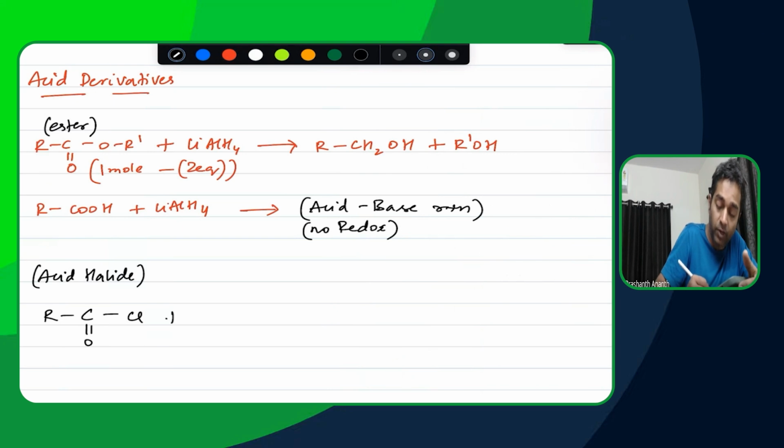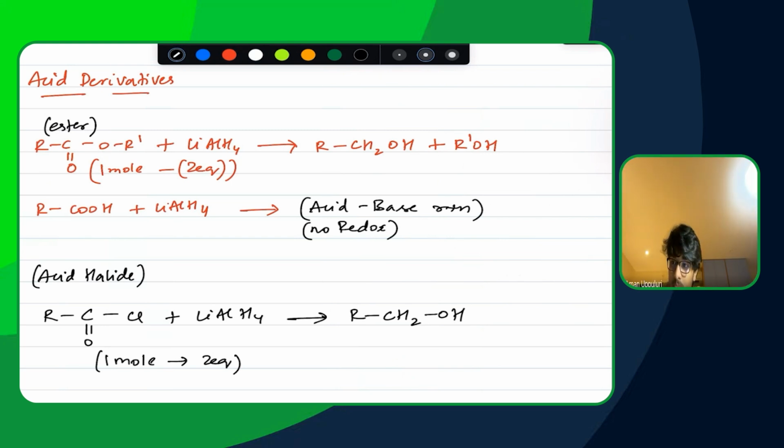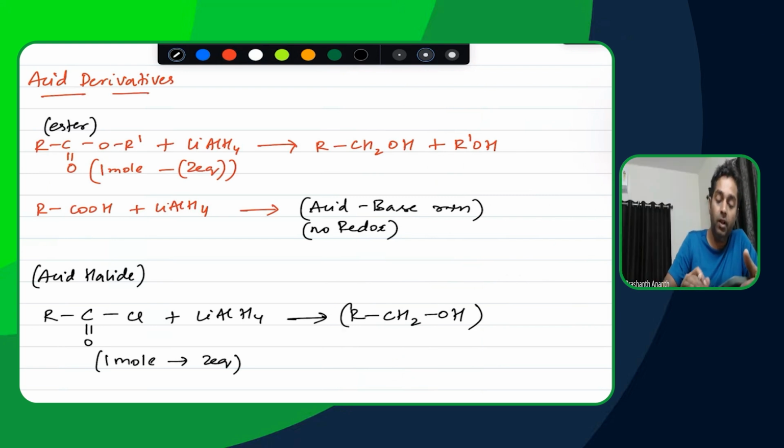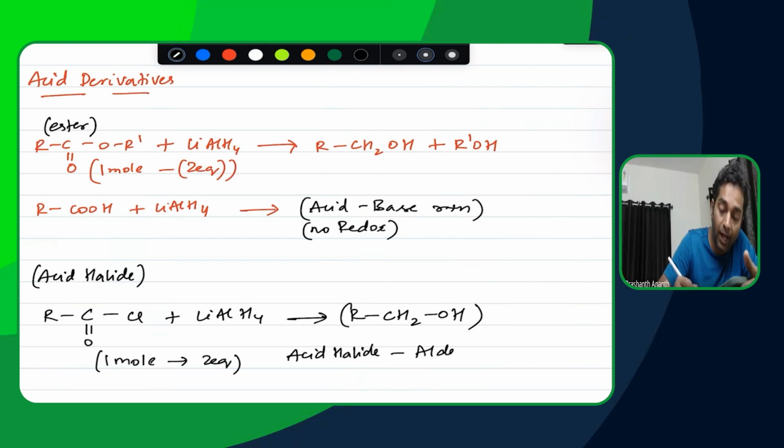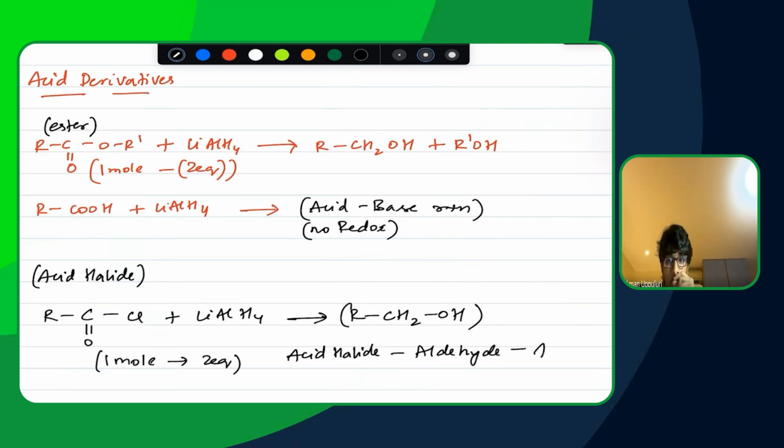So in this case here, how many equivalents? 2 equivalents here also. Cl will leave. So 1 mole is going to require 2 equivalents here as well, to finally give you alcohol, RCH2OH. This is going to be the product obtained over here. So in this case also, it is first the acid halide, then you get what? Aldehyde. Then you get alcohol. Fair? Yes.